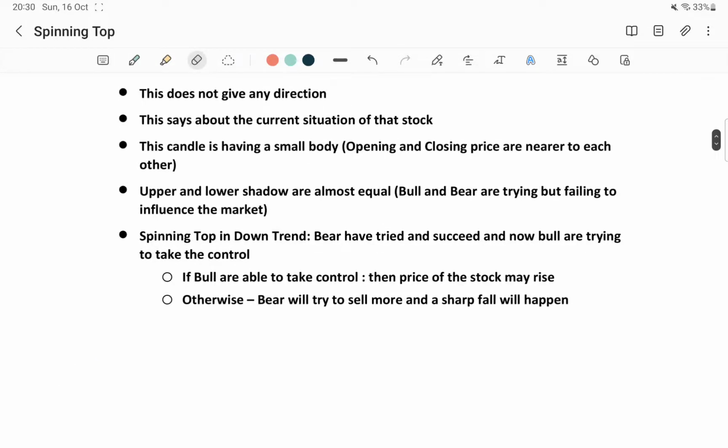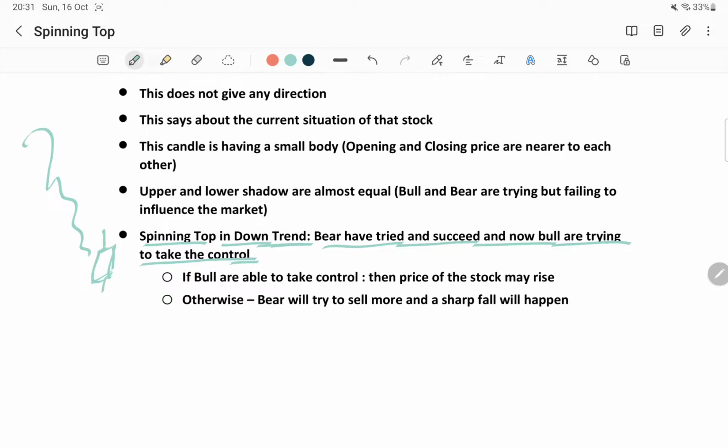A spinning top normally indicates a different thing if it comes after a downtrend, and tells some other story if it comes after an uptrend. So first let's understand what a spinning top says after a downtrend. This is what I'm trying to discuss here. A downtrend has happened, then we are seeing a spinning top. So what it says is that the bear have tried and succeeded, and now the bull are trying to take control.